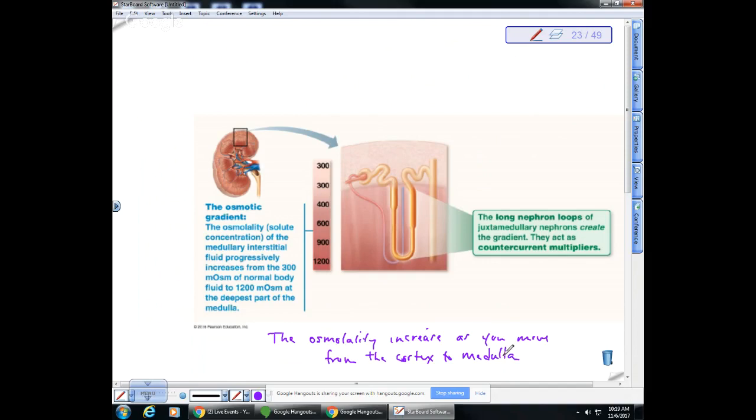Just know that osmolality is the concentration of solutes. So this 1200 is much more concentrated than the 300, right? Water always moves with its concentration gradient, so it's just going to be sucked out and reabsorbed. That sets up a concentration gradient so that when we come up here, salt is going to move out instead of water.